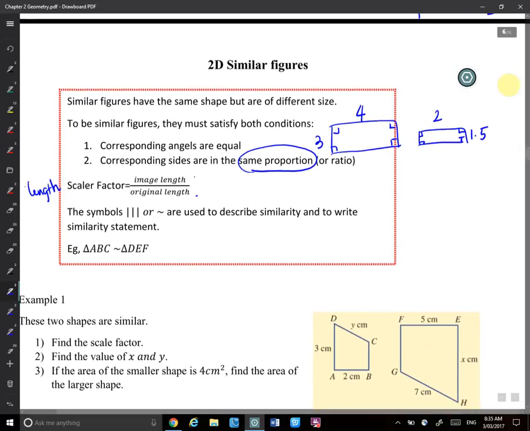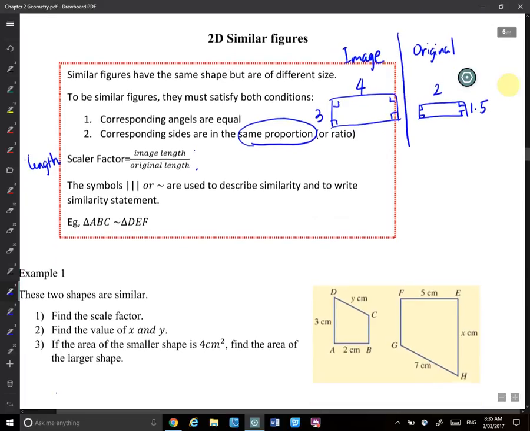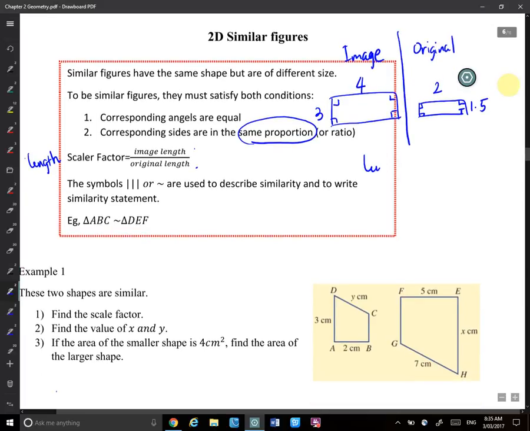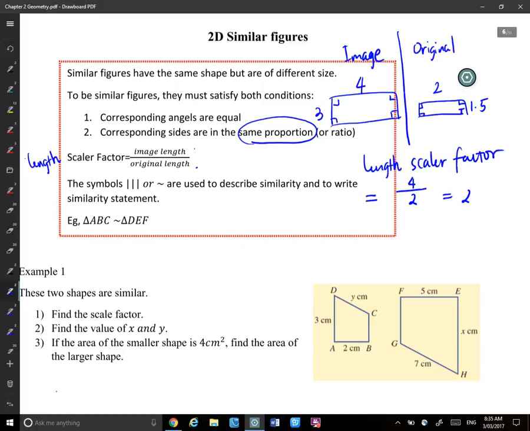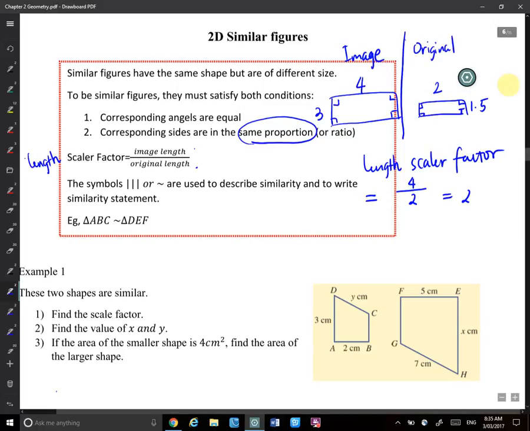Say if we have that is the original and that is the image for those two rectangles, then we will have length scalar factor equals the image, which is 4 over 2. That gives you 2. So the length scalar factor will be 2 for that group.